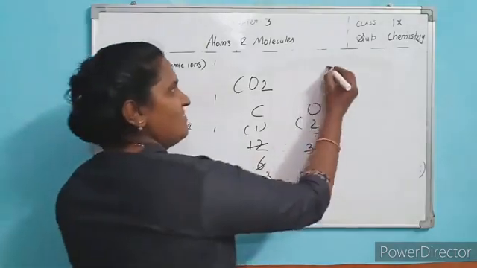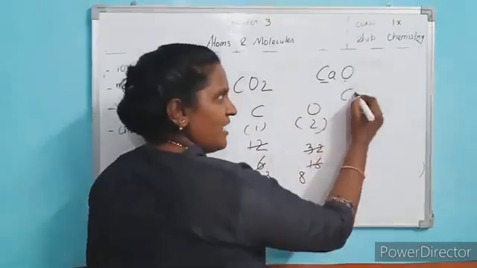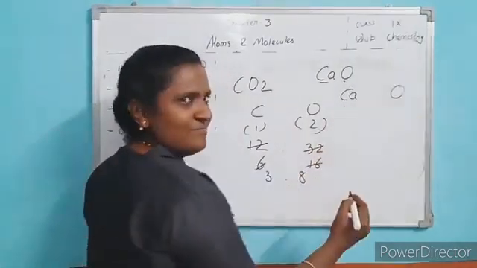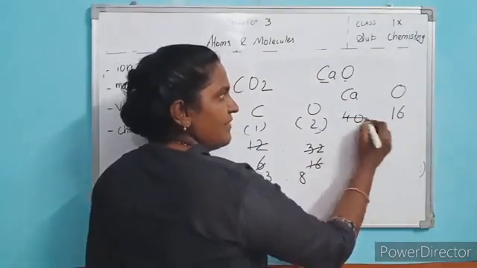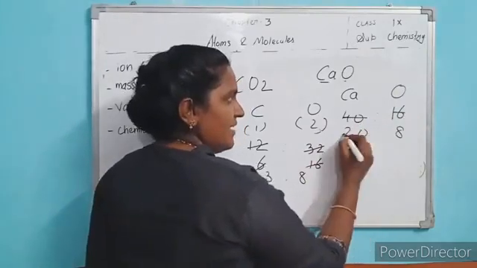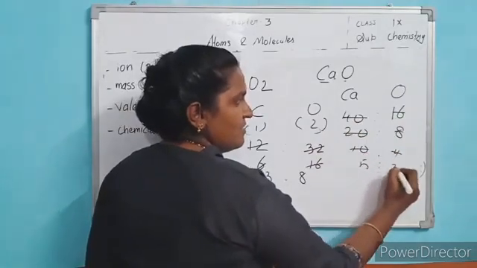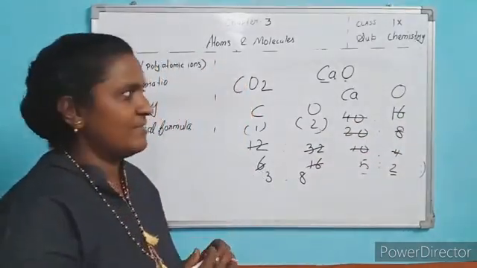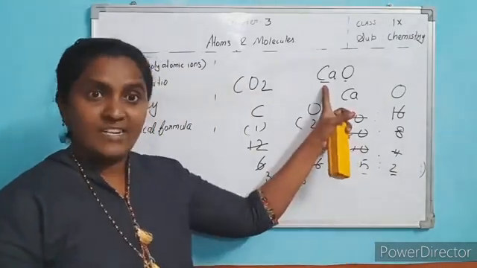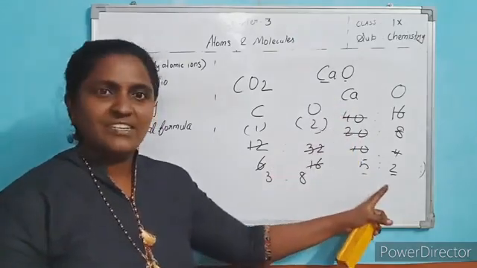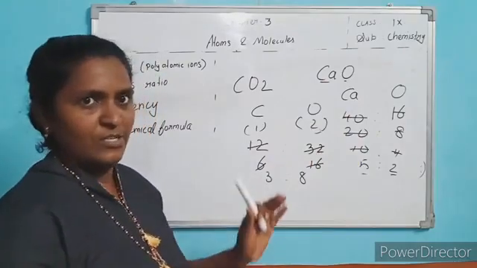And calcium oxide. Find out the mass ratio of the constituent elements. First you write the elements: 1 calcium, 1 oxygen. The mass of calcium is 40, oxygen mass is 16. Divide by 2, again divide by 2, again divide by 2. So make it the simplest form. What is the ratio? The mass ratio of the constituent elements in calcium oxide is 5:2, 5 for calcium and 2 for oxygen. This is the way you find it out.